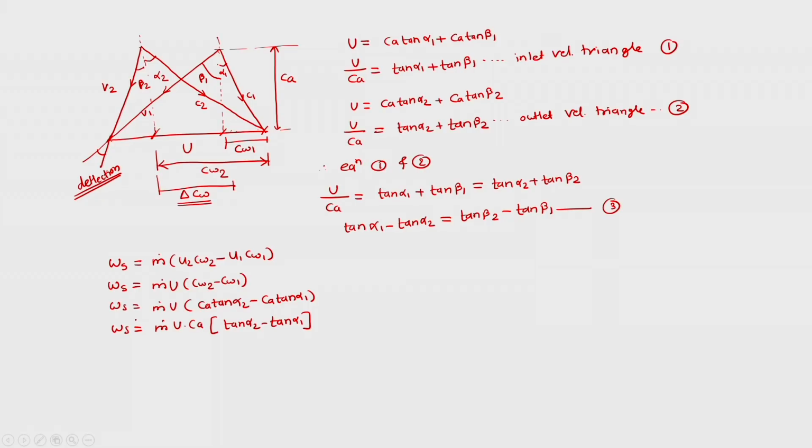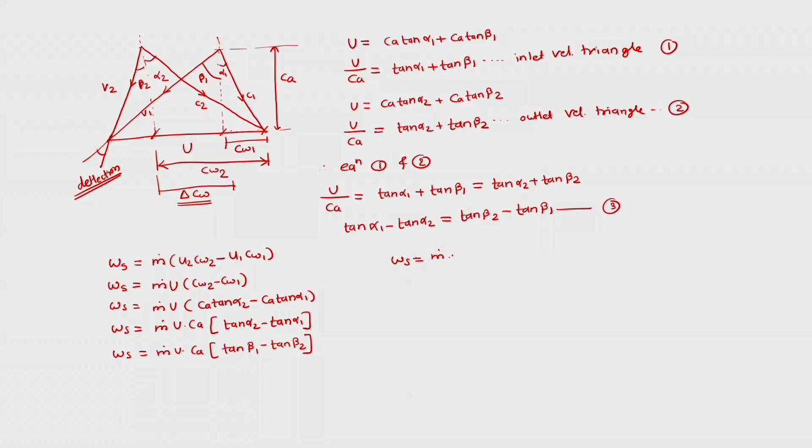Okay, and then from equation 3 we can also write Ws, the stage work input in case of a compressor, is equal to tan beta 1 minus tan beta 2. Okay.